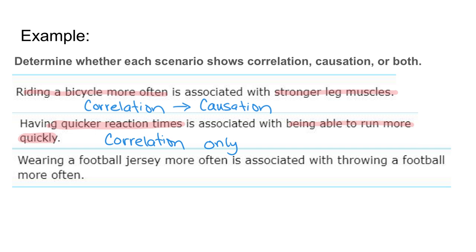And then C says wearing a football jersey more often is associated with throwing a football more often. So again, it tells me that as one goes up, the other goes up. This is correlation. But then we have to decide, does wearing the jersey cause them to throw the football more?